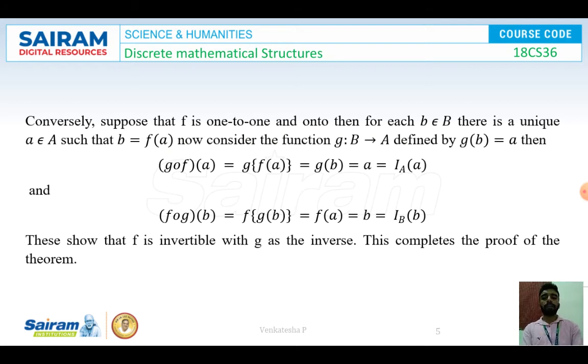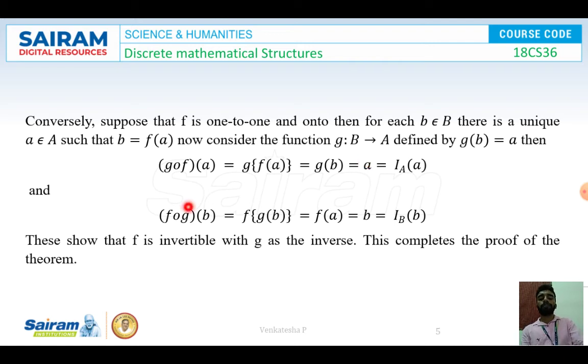To prove f is invertible, I must prove that g∘f must be equal to I_A, and f∘g must be equal to I_B. So we'll see that. Taking g∘f of a, it will be equal to g of f of a. This is by using composite functions. It will be equal to g of b, because f of a is equal to b, and this g of b will be equal to a. I can write that as I_A of a, since I'm taking a from the non-empty set A.